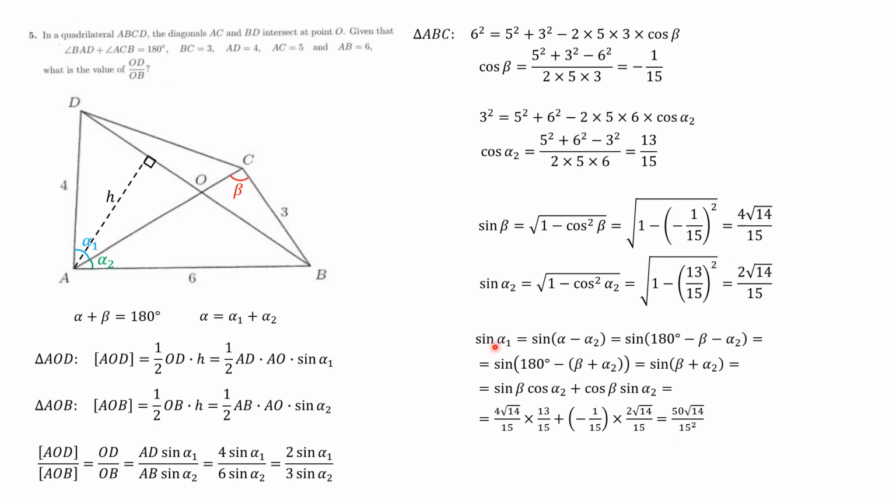So now I know my sine alpha 1 and my sine alpha 2. I have these two values, and I can go and calculate this ratio. OD over OB is equal to 2 sine alpha 1 divided by 3 sine alpha 2. Sine alpha 1 we already know from here, and sine alpha 2 we already calculated earlier. And if we calculate this, we end up with 10 over 9, and that's the ratio of OD to OB, and that's the answer to the question. I hope everything was clear. Thank you.